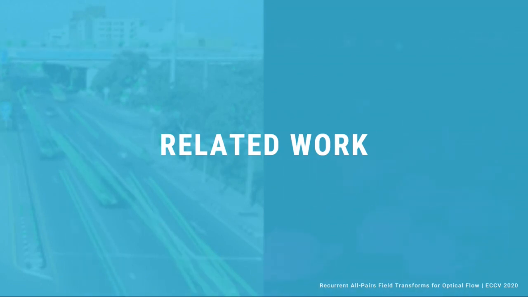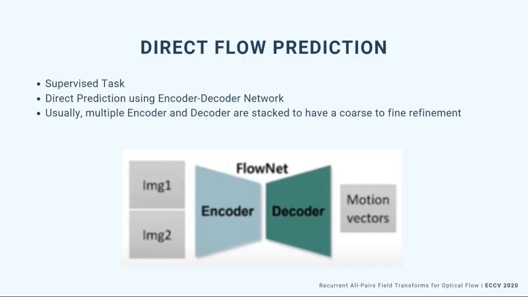Let's discuss some related work. As we know, before deep learning techniques, optical flow was treated as an energy minimization problem. But with the representation power of deep neural networks and the emergence of synthetic datasets, we can treat this as a supervised learning task. The simplest idea is to directly predict flow using an encoder-decoder neural network based upon the pair of input images and properly designed datasets.